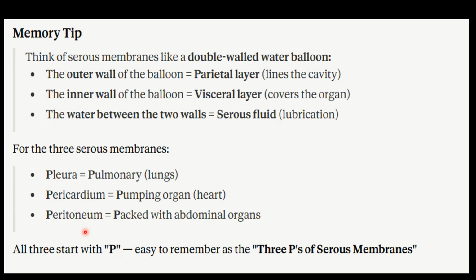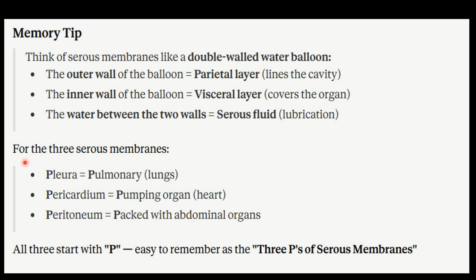Now let's talk about a memory tip, how you will remember this concept. Think of the serous membrane like a double-walled water balloon. The outer wall of the balloon is the parietal layer, which lines the cavity, and the inner wall of the balloon is the visceral layer, which covers the organ. The water between the two walls is the serous fluid for lubrication.